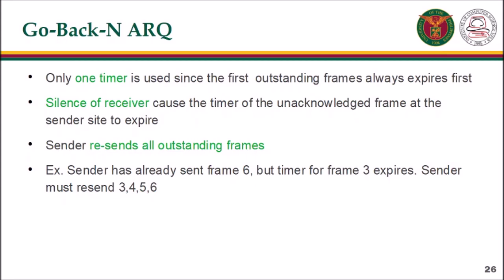In go back N, only one timer is used since the first outstanding frame always expires first. The silence of the receiver causes the timer of the unacknowledged frame at the sender side to expire. Sender resends all outstanding frames. For example, the sender has already sent frame 6, but the timer for frame 3 expires. The sender must resend frames 3, 4, 5, and 6. This is why it is called go back N.